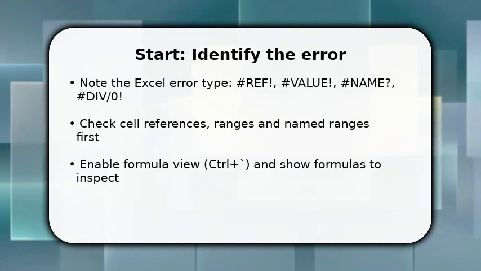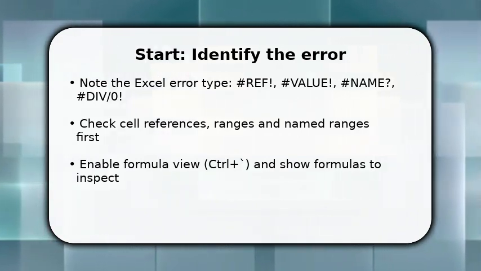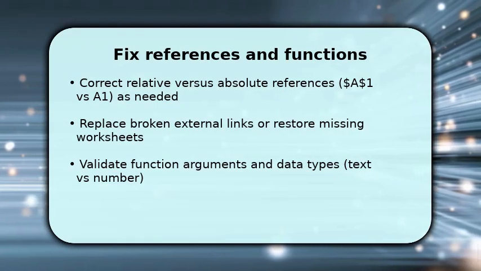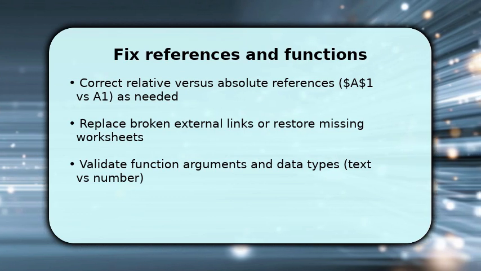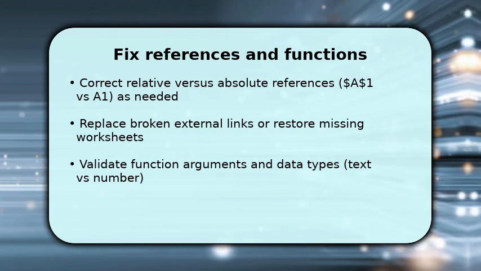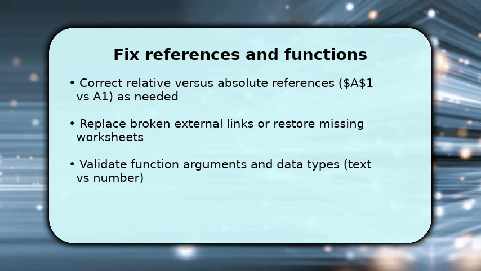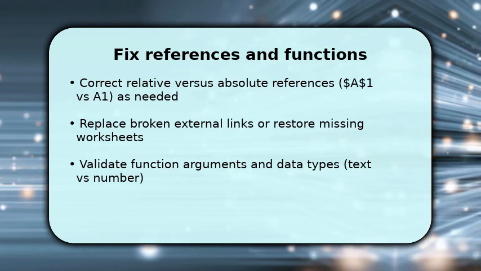You'll act on these discoveries next, correcting references or restoring missing sheets before testing the formula again. You now repair the formula itself by adjusting references and verifying function inputs. Change relative to absolute references where copying broke calculations. That prevents shifting errors. If the formula points to another workbook, update or re-establish the link so values resolve.